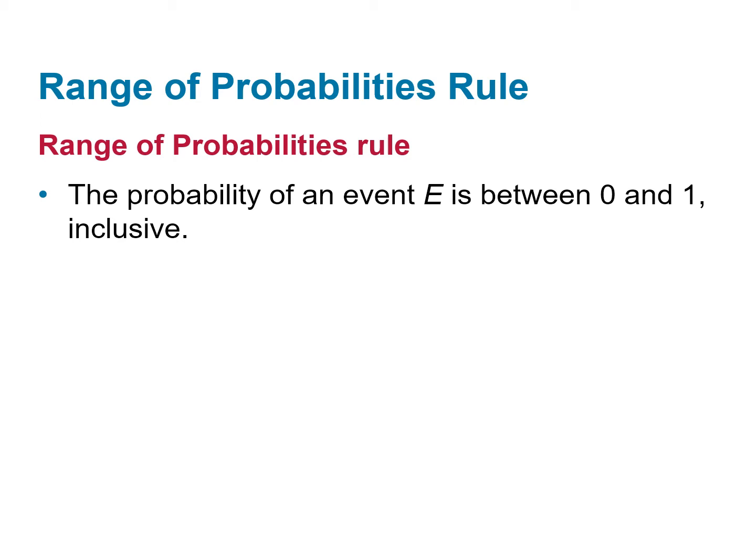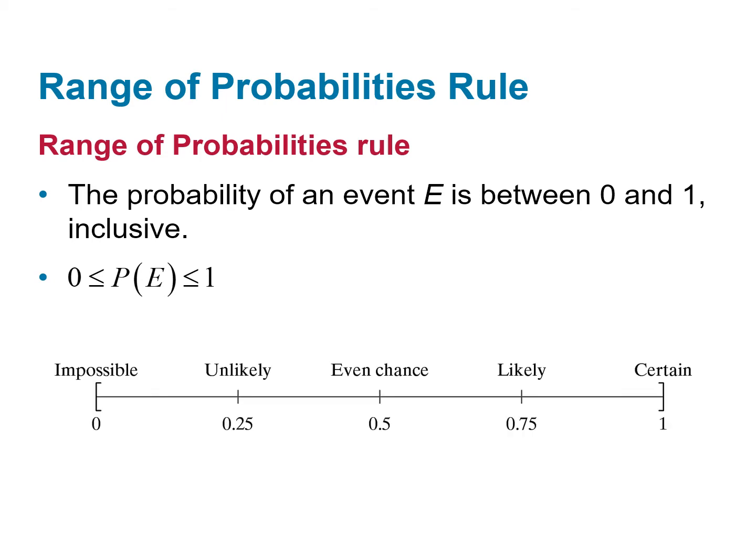So the probability of an event E happening is always between 0 and 1, including 0 and 1. If we want to write that as an inequality, 0 ≤ P(E) ≤ 1, as you see there. If we write a line to represent this, 0 would mean that the event is impossible, it's never going to happen. 1 would be 100% certain that it's going to happen, if you want to think about it in terms of percentage. 0.5 is a 50% or even chance, and then of course we have unlikely at 0.25 and likely around 0.75.